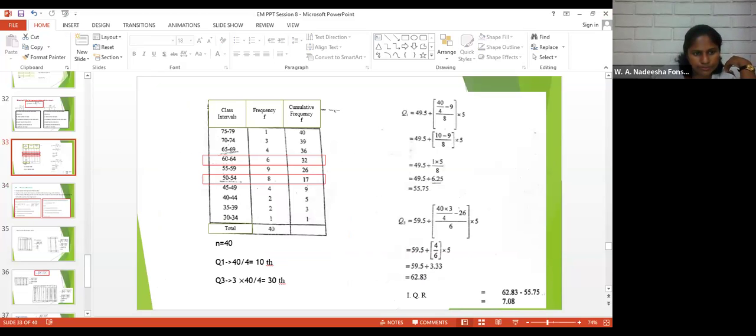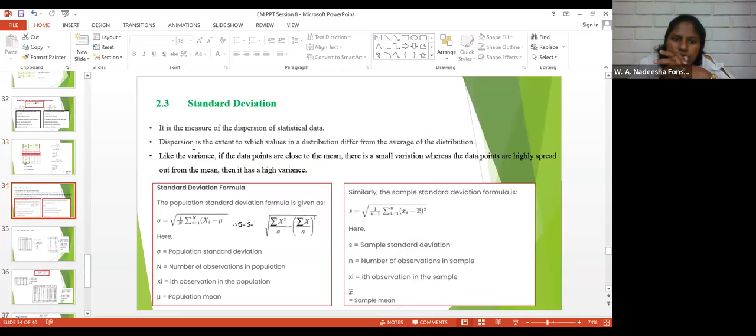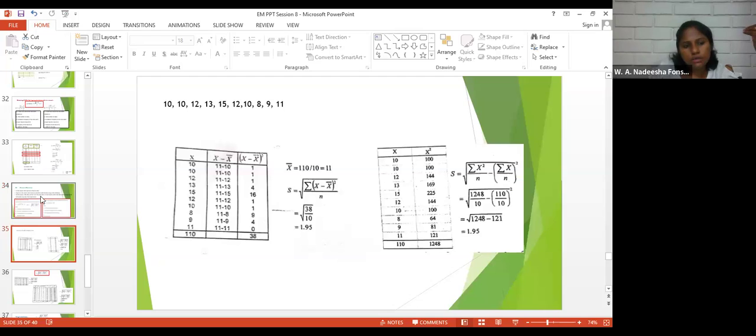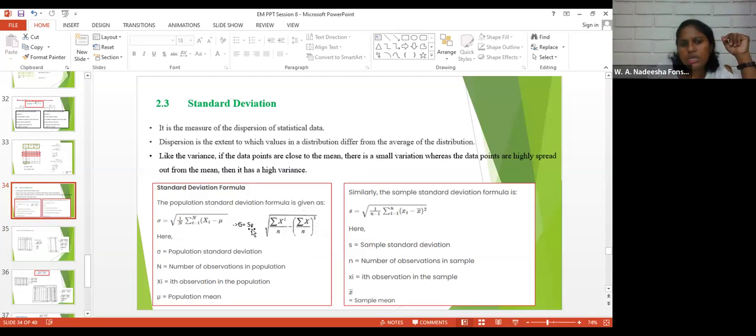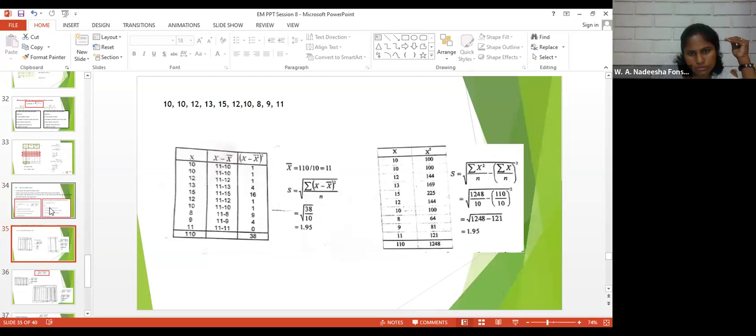So then we went to standard deviation. That is the measure of dispersion of statistical data. If you search the internet, you can find several equations. For our convenience, it's better to use this equation only. S equals square root of sigma x squared divided by n minus sigma x over n, whole squared. Better to use this. Here there is no need to find the mean value, and also this equation comes from this equation: sigma within square root, sigma x minus x bar squared divided by n.